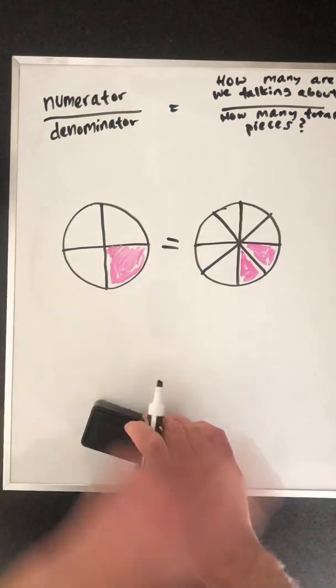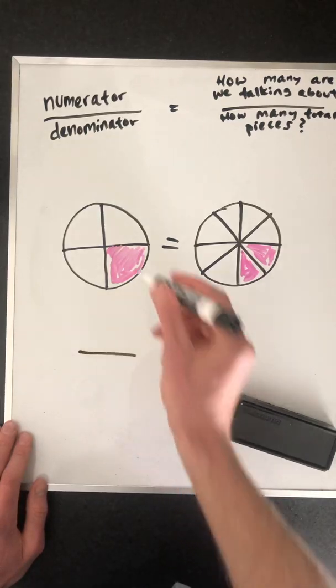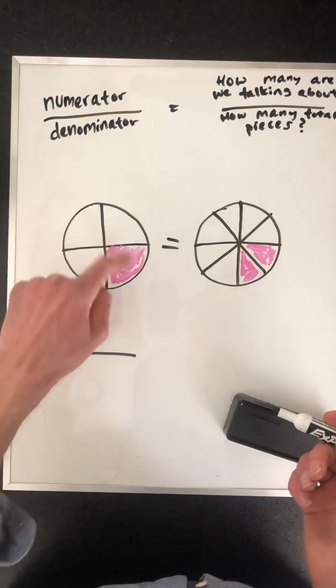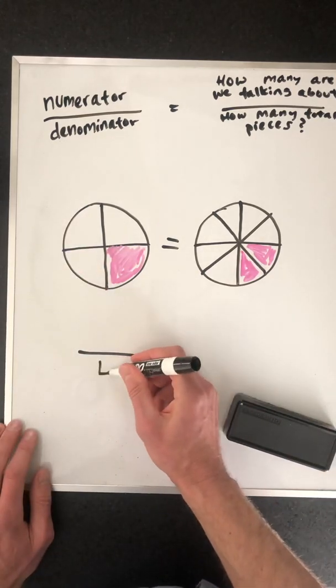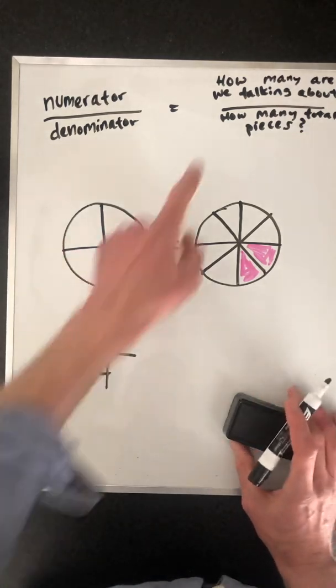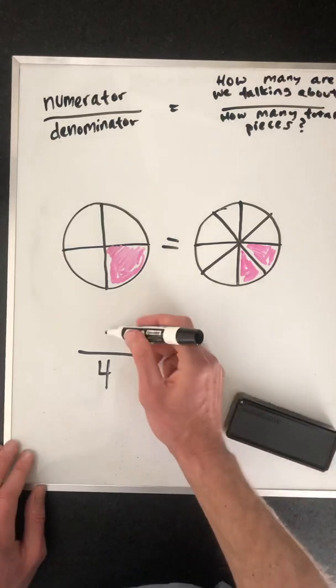So what's the fraction over here? Well, I find it's the easiest to write the denominator first. So how many pieces total did we cut up? 1, 2, 3, 4. 4 pieces. How many are colored in? How many are we talking about up top, the numerator? Well, only 1. So that one's 1/4.